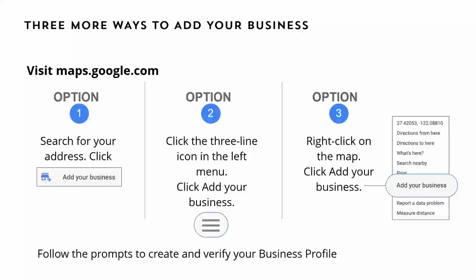Second, you can click the 3-line icon, sometimes called the hamburger icon, at the top left corner. A list of menu items will appear, and you can click Add Your Business. And a third way is right-click on the map and select Add Your Business from the menu that appears on the screen. The process is similar if you are using a mobile phone. Open the Google Maps app, search for your address, or tap on the map and then add your business to Maps for free. Follow the prompts to enter information about your business, then complete the steps to verify your ownership of the business.